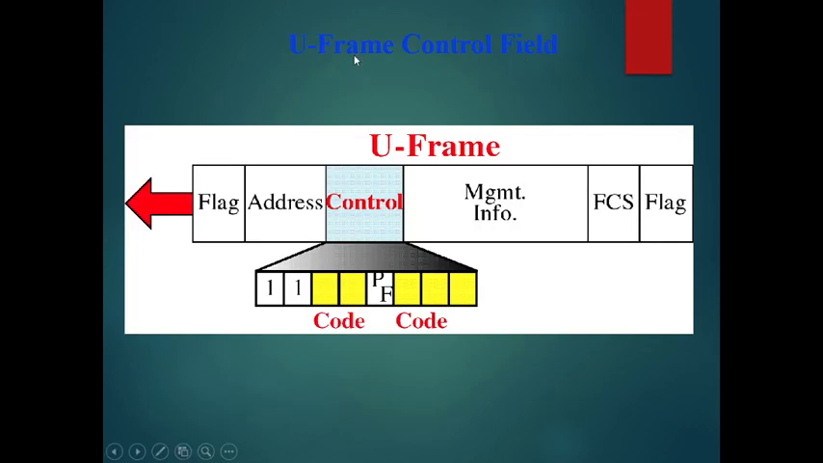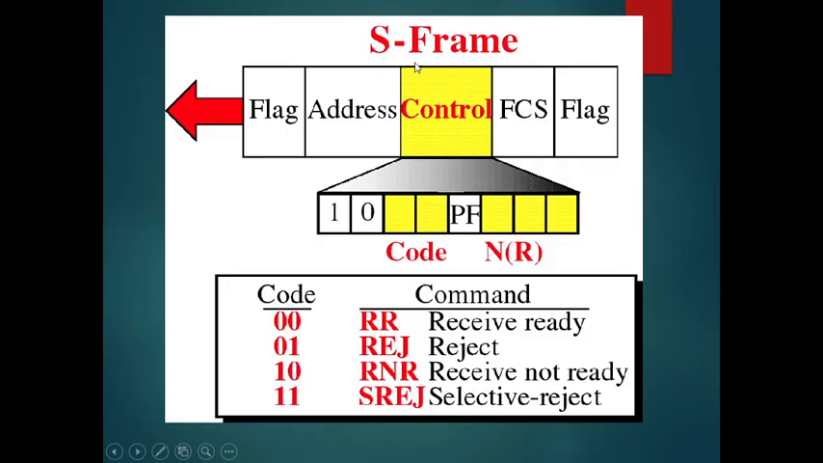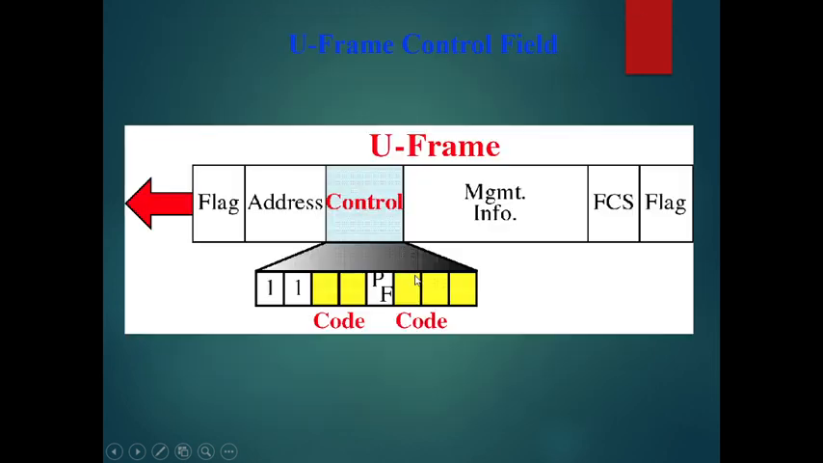Now this is how a U frame control field looks. If it starts with 1 1, we have to understand that it is a U frame control field, and we also have poll and final. Unlike the S frame, which had only 2 bits for the code field, here we actually have 5 bits. Separated by the poll and final bit, we have 5 bits for the code field of the U frame. Just understand that these 5 bit values will indicate some commands.